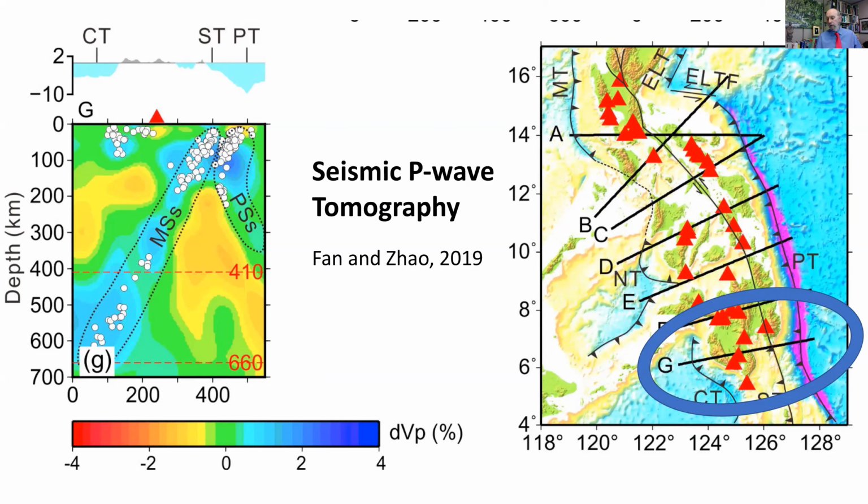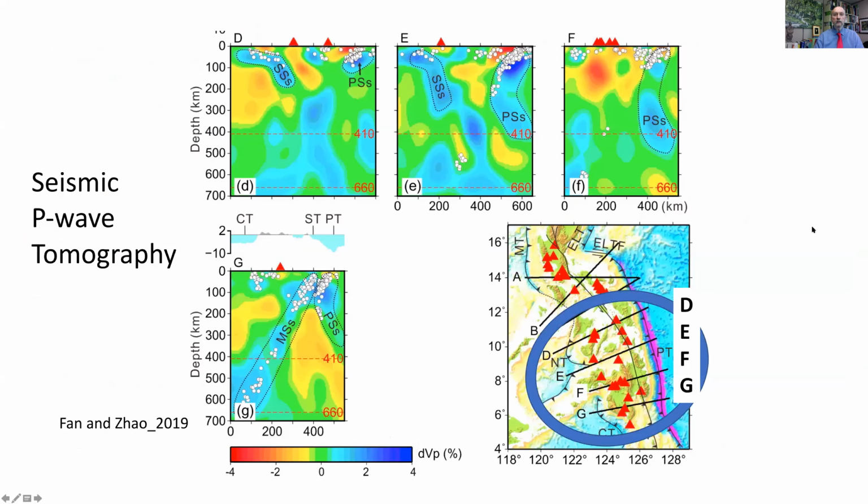This shows a positive velocity anomaly with a magnitude of about 1 or 1.5%. The earthquakes are in white, and so the earthquakes in the high velocity blue region outline the subducting plate going down to 660 and also the Philippine plate. This is for cross-section G, and we can look at these other cross-sections D, E, and F.